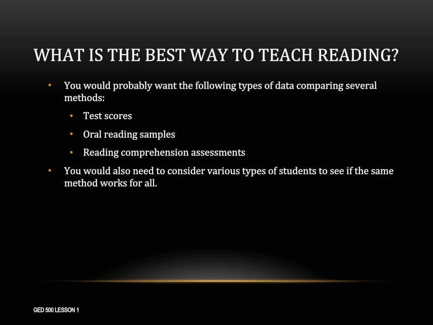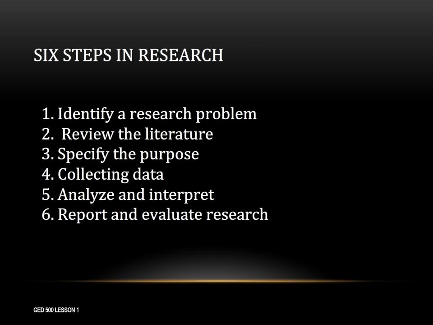You would also need to consider various types of students to see if the same methods would work for all students. Now, at a more detailed level, there are 6 steps in the research process. First, you want to identify a research problem. As you saw in your reading, the research problem identified had to do with violence in schools.